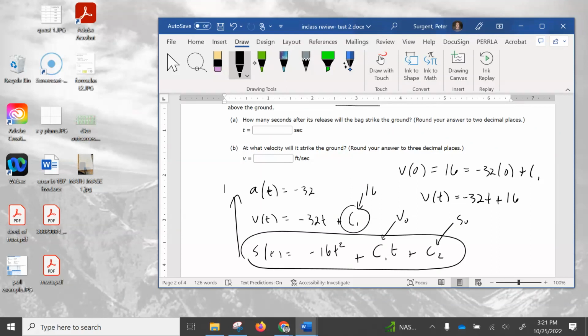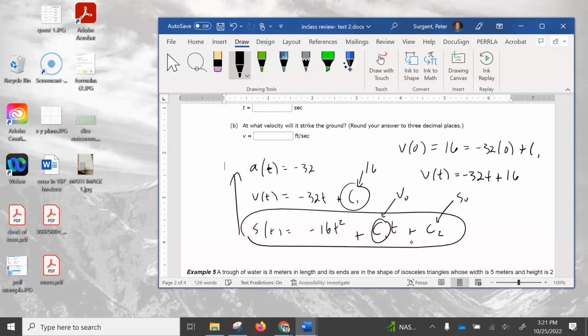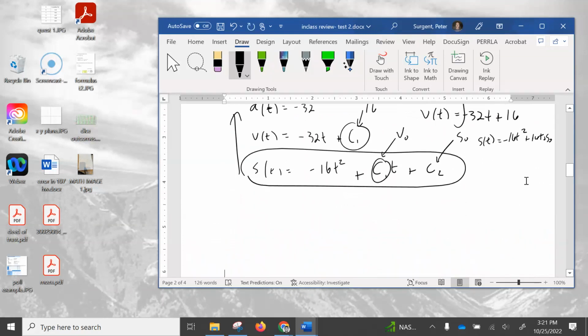And then when we anti-differentiate again, now that we have a value for this, for the position function, we take the antiderivative of this guy, and that gives us our negative 16 t squared plus 16t, plus S naught or C2 or whatever you want to call it. Okay, Lindy, so what did you do for your initial position then? I did, in this case, I think it would be 64.